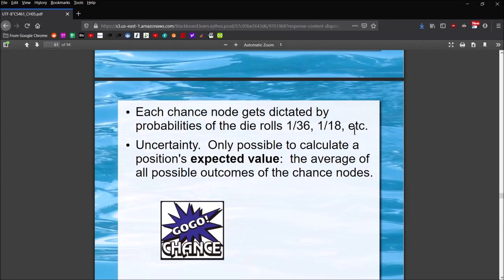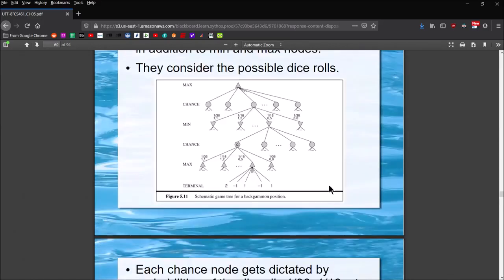Well, that's going to be a computation that's the average of all possible outcomes of the chance nodes, right? So we can say, this is what we expect this position to be worth, based off of the average of all of the possible outcomes of those chance nodes. We can say, okay, what could possibly be generated based off of this die roll? And then we can make a calculation of the value based off of an average of those.